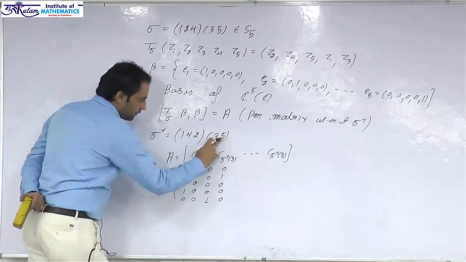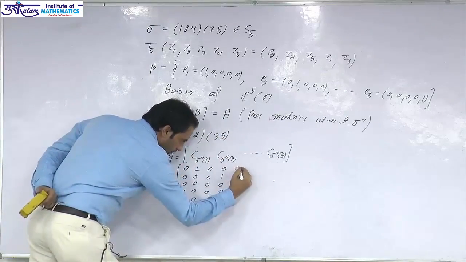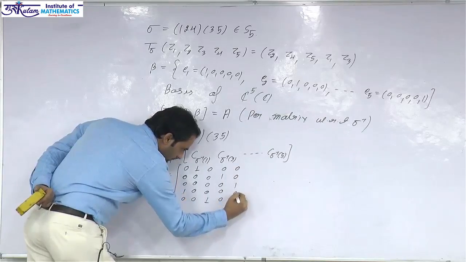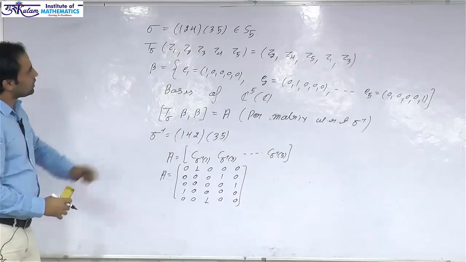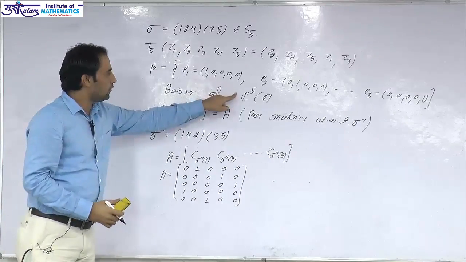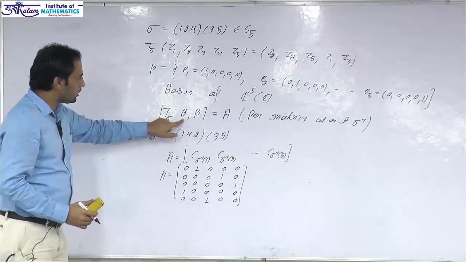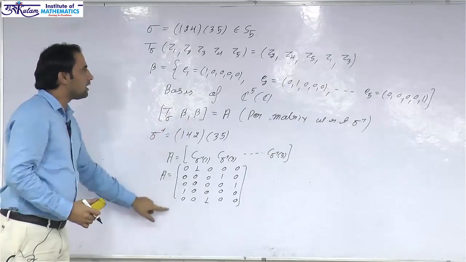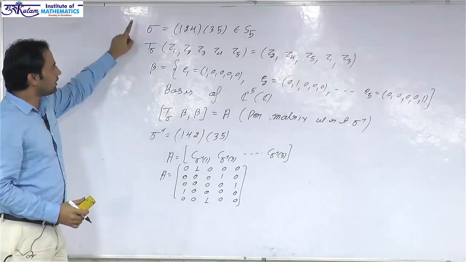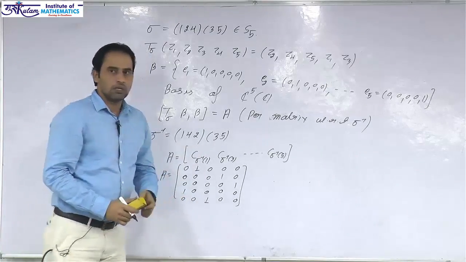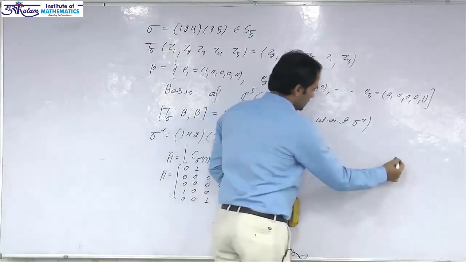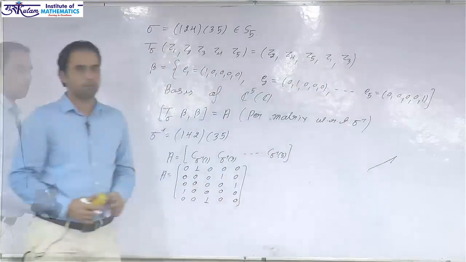Sigma inverse 5 is 3, the third column of the identity matrix. So this is the matrix representation of this operator on C5 with respect to this ordered basis beta. So we can directly calculate this matrix representation of this operator. Next, we will discuss some other properties of this linear operator.